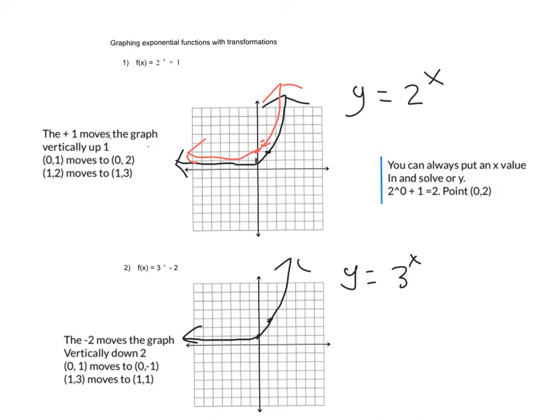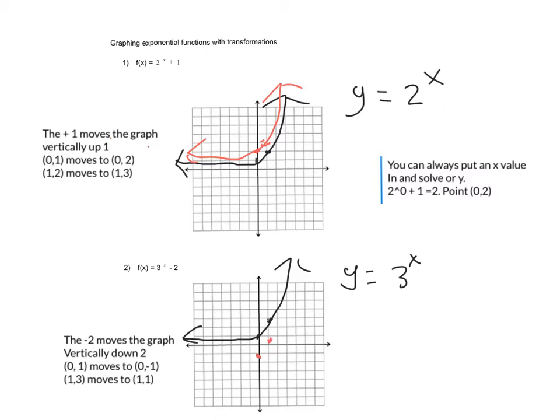Okay, so the second graph, I'm subtracting 2, which means I'm going to take the graph and vertically shift it down 2. So I'm at the point (0, 1). When I've shifted down 2, that's going to get me to (0, -1). And then the other point was (1, 3). If I shift it down 2, that's going to take me to (1, 1).